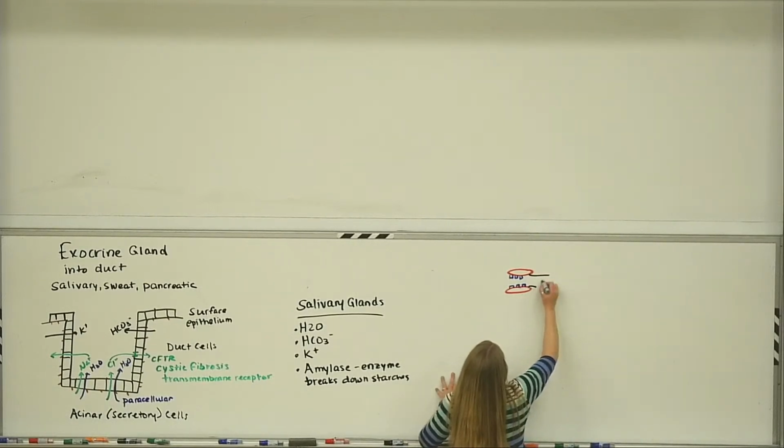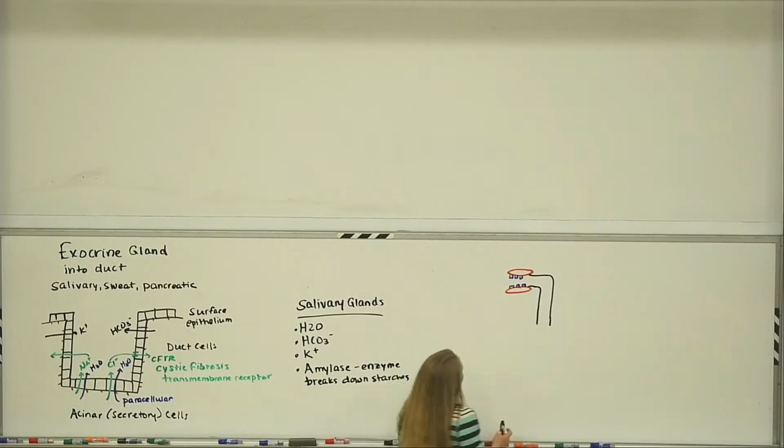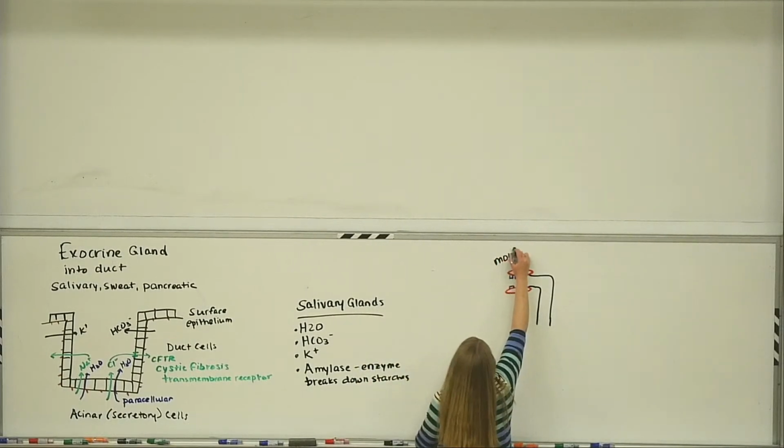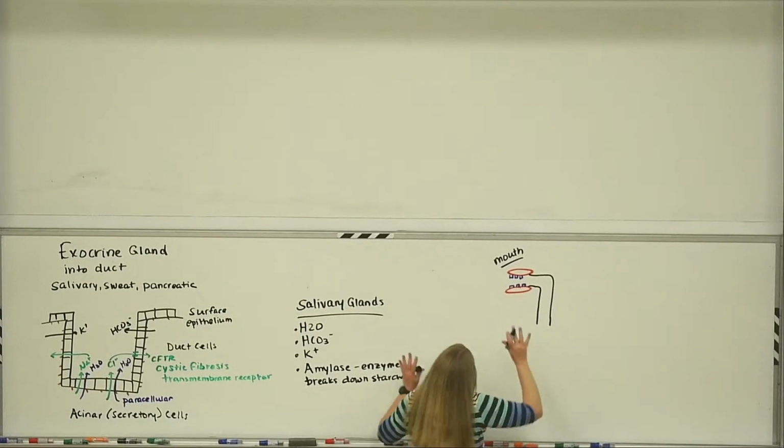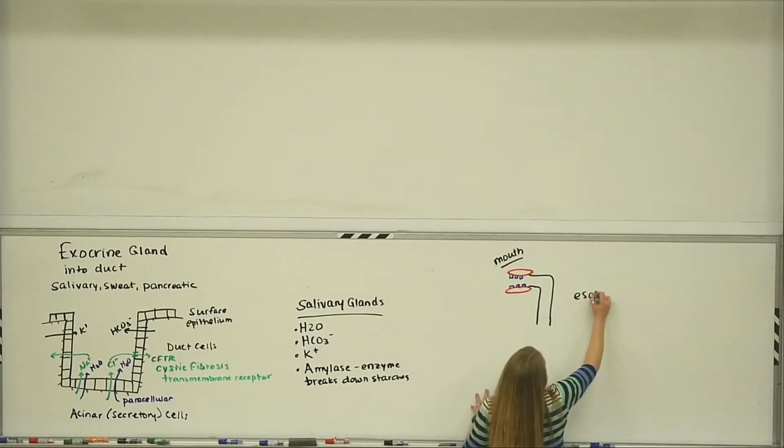And then we're going to have throat to esophagus. I'm going to label that so we know. That's mouth, or it's meant to be mouth. Sorry. This is esophagus.